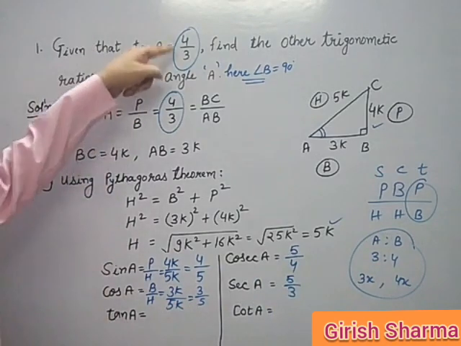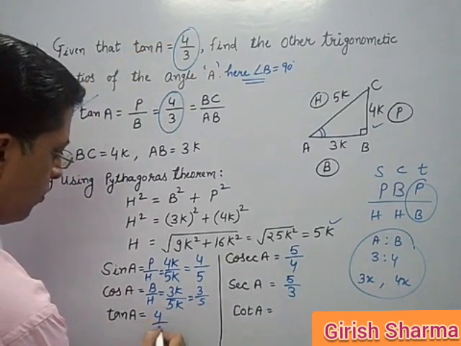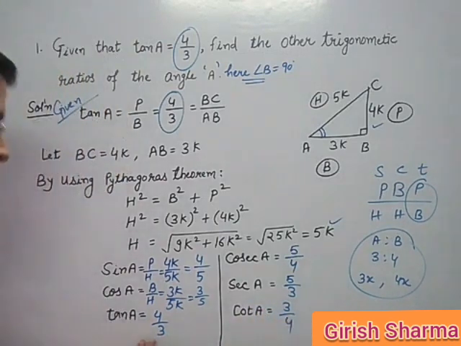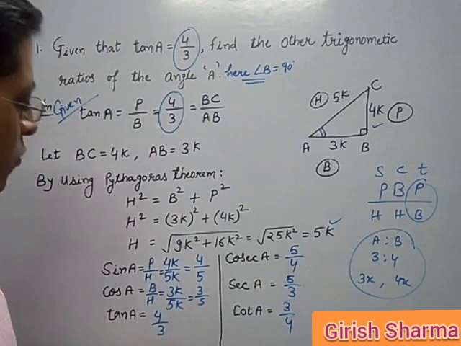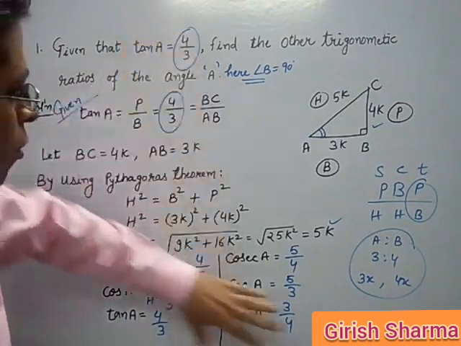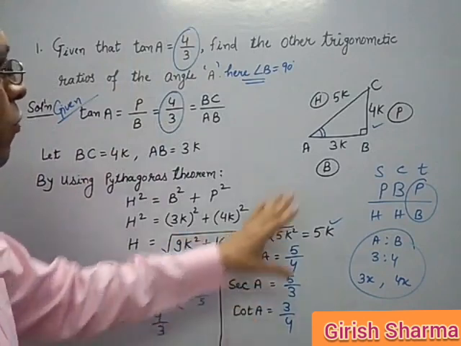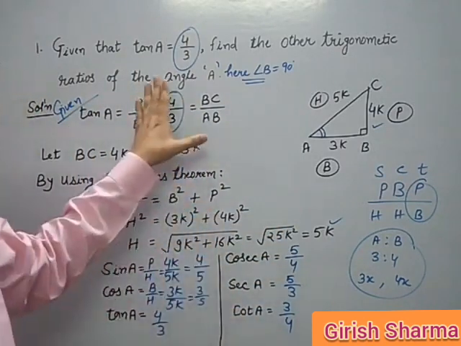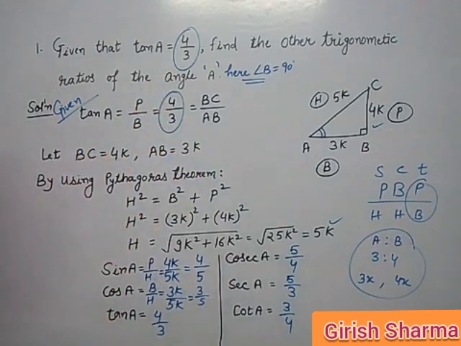Tan A is given to you, 4 upon 3. What will be cot? 3 upon 4. This way you can find out all the ratios. If we have given any one ratio, you can get all the trigonometric ratios with the help of this method. This is a very important one, an easy one. Take care of it. Now come on to the next question.